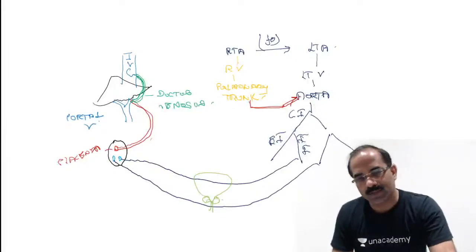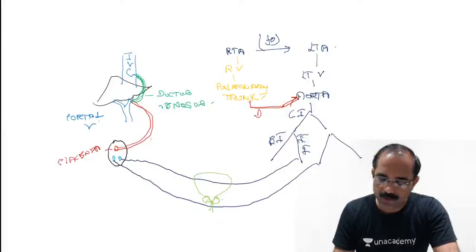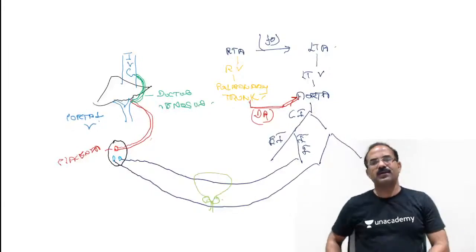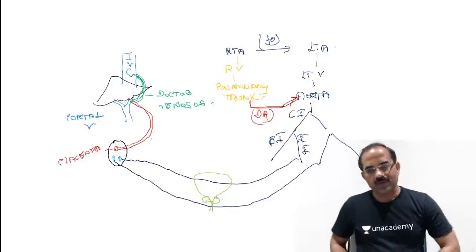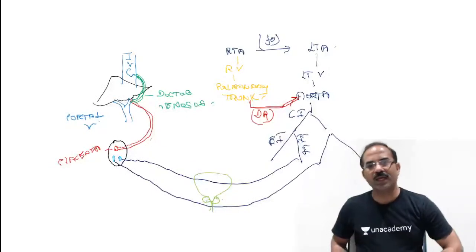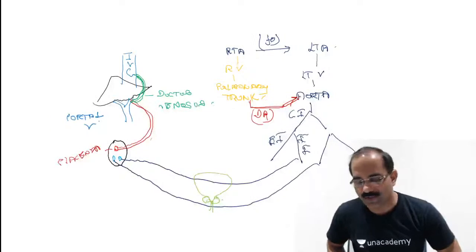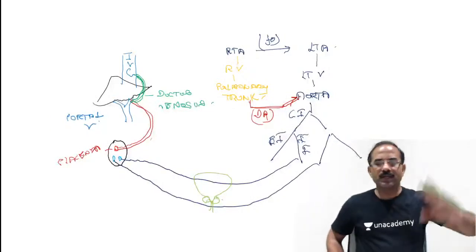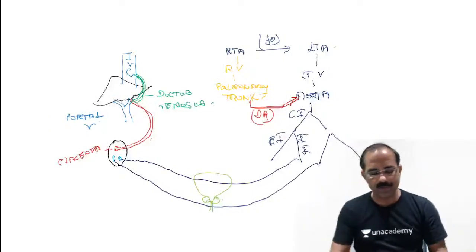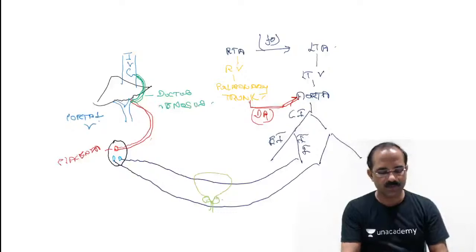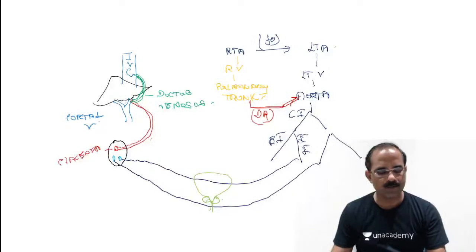From the pulmonary trunk, the blood goes to the aorta, and this is what we call the ductus arteriosus. Ductus arteriosus. Clear hai bachcho? This is what we call the fetal circulation. Fine, perfect.